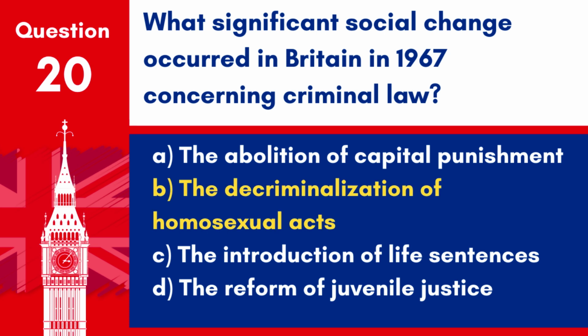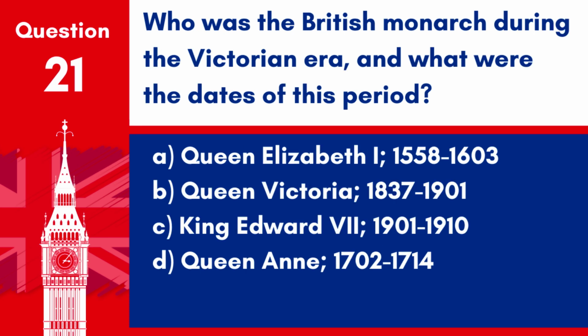Answer B. The decriminalization of homosexual acts. In 1967, the Sexual Offences Act was passed, which decriminalized homosexual acts in private between two men, both of whom had to be at least 21 years old. Question 21. Who was the British monarch during the Victorian era, and what were the dates of this period?